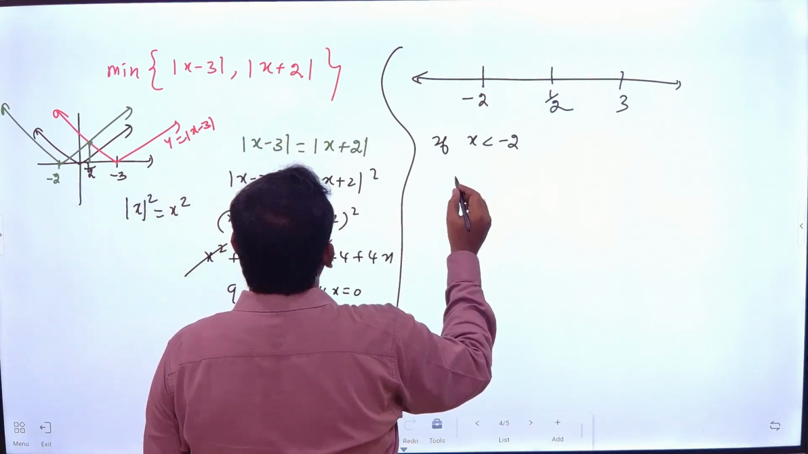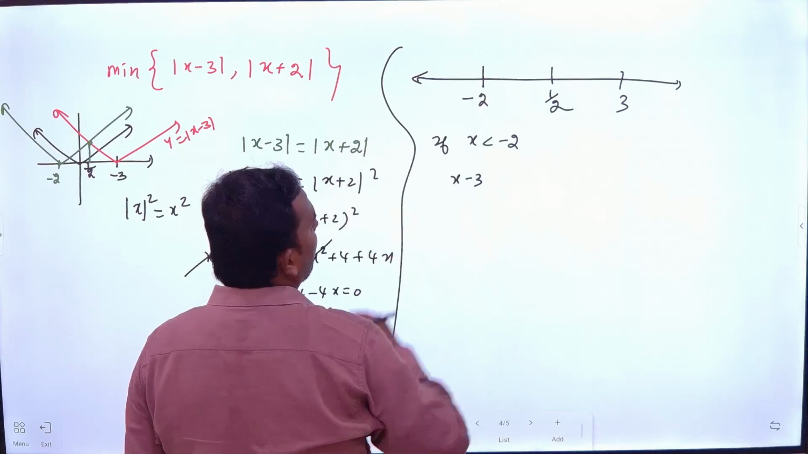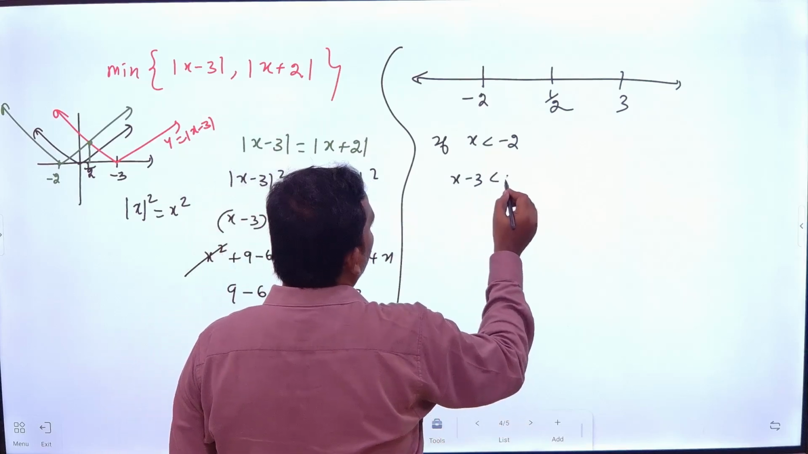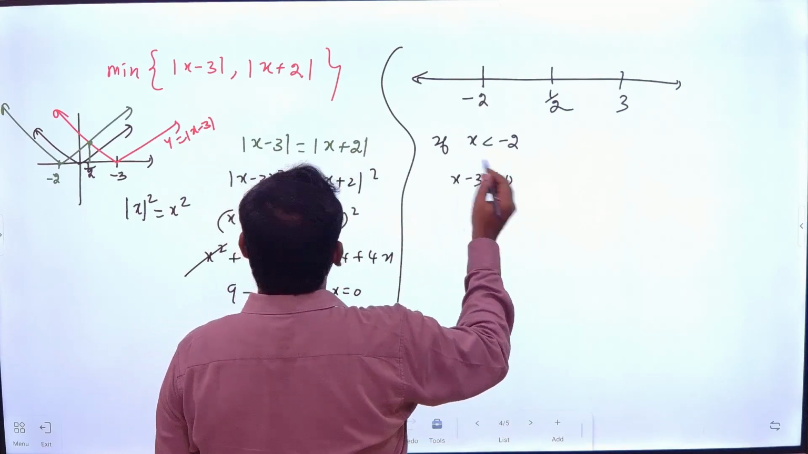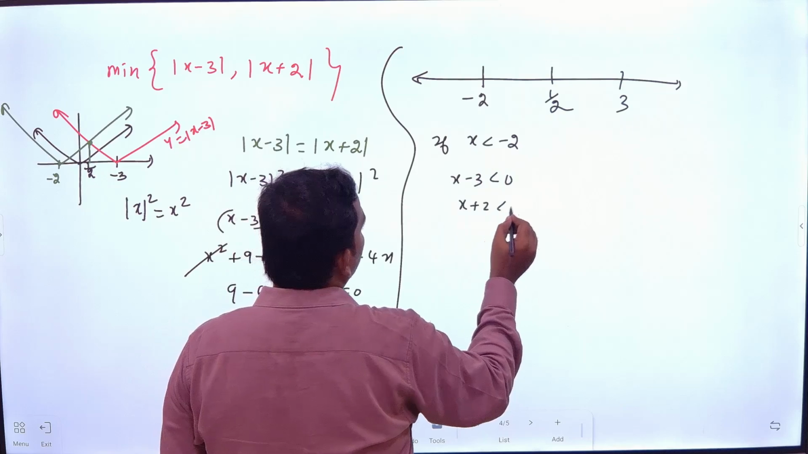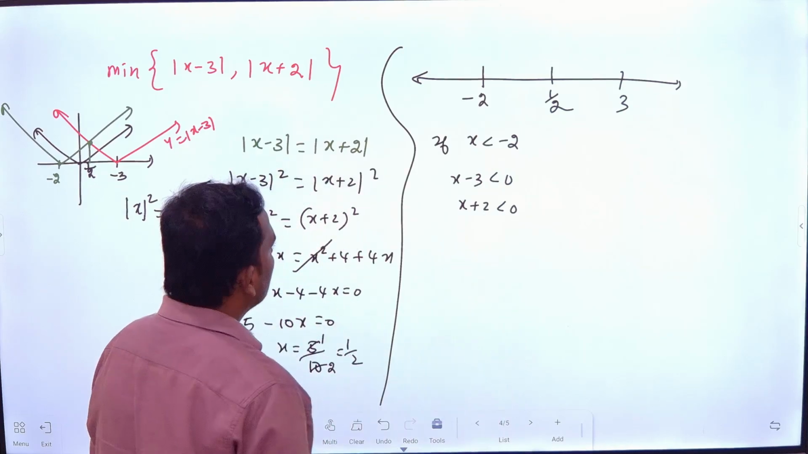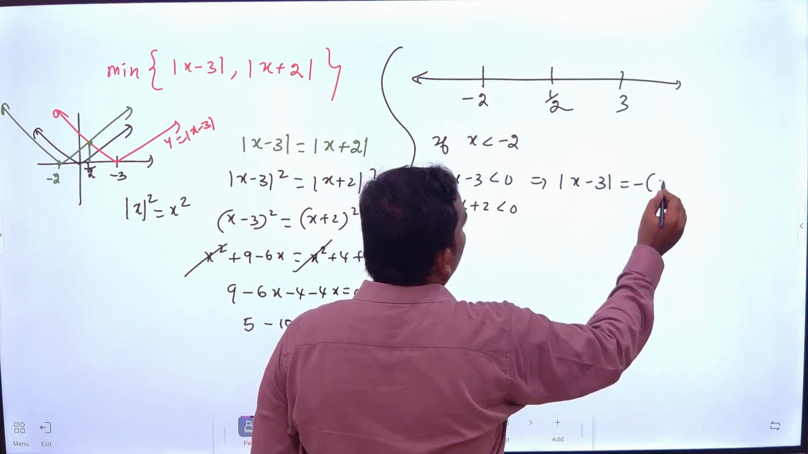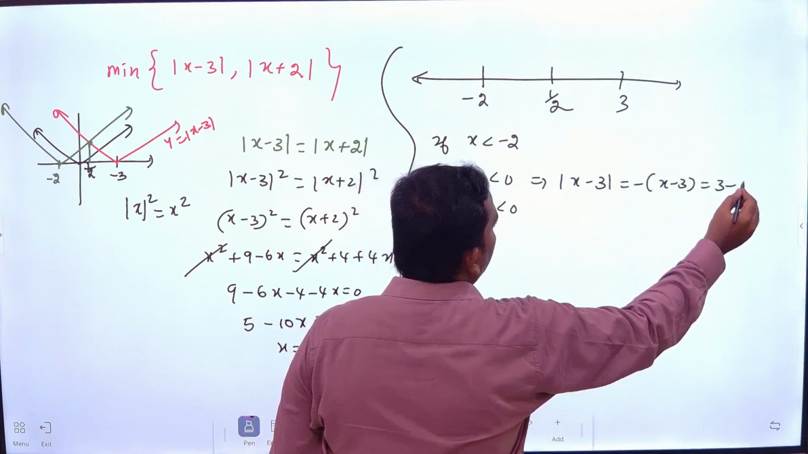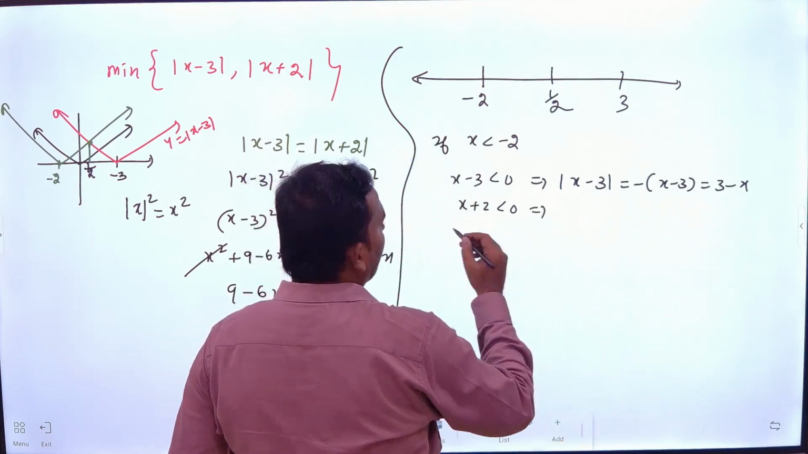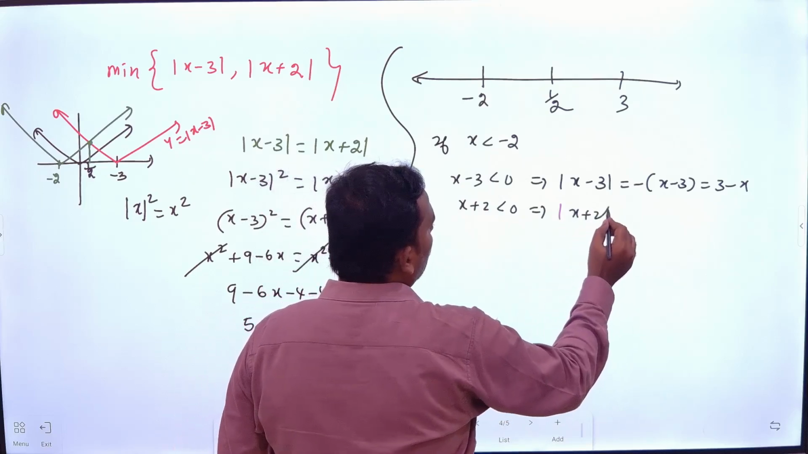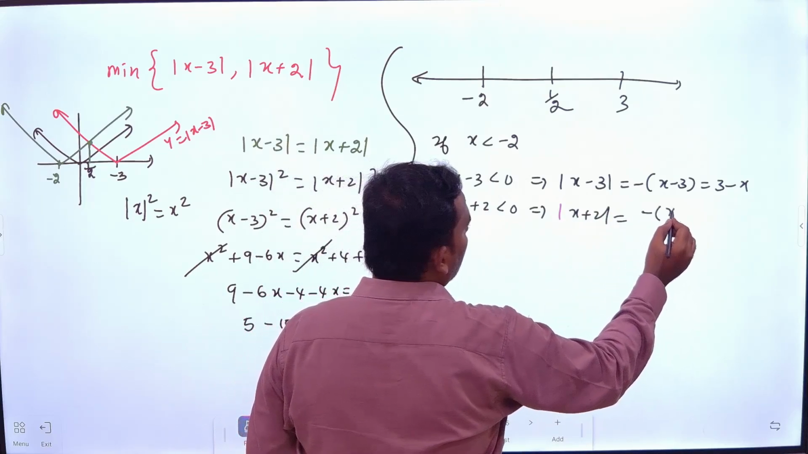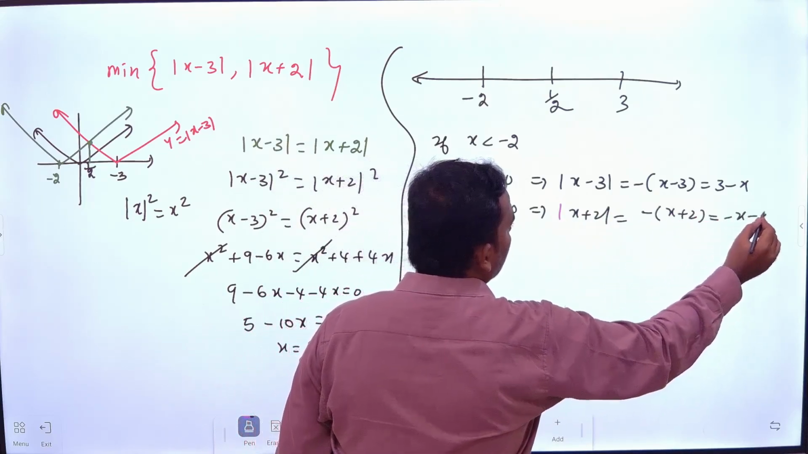Just check: x minus 3, adding minus 3 on both sides, is definitely less than 0. If you add plus 2 on both sides, x plus 2 is also less than 0, right? So therefore, mod x minus 3, how to write? Minus of x minus 3, this is 3 minus x. So x plus 2 negative means mod x plus 2, how to write? It's minus of x plus 2, same as minus x minus 2.